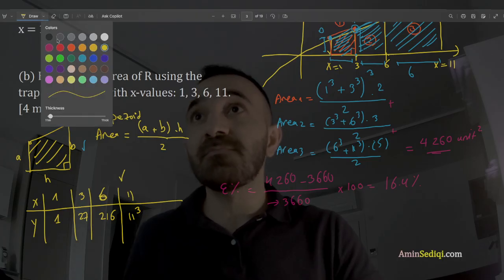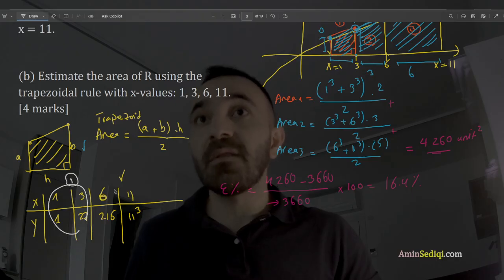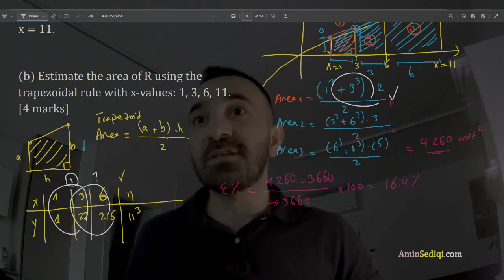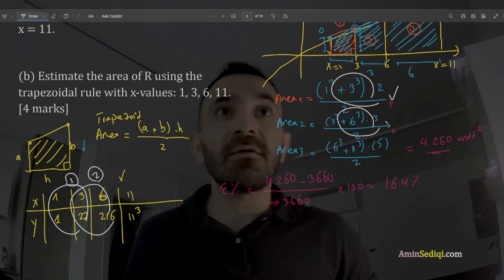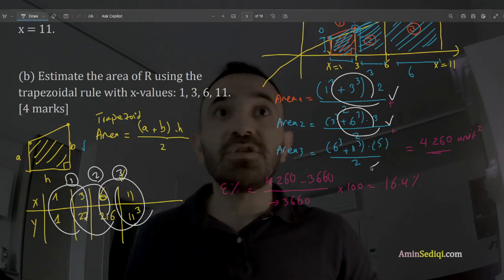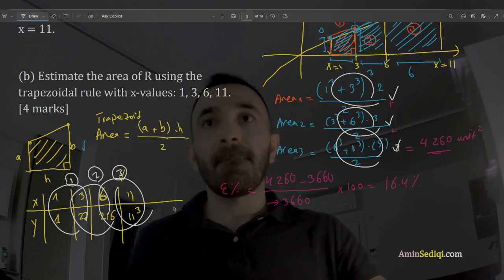Area of the first section. This is the area of the first section, which you have here. This is the area of the second section, which you have here. And this is the area of the third section, which you have here. Okay, that's it.